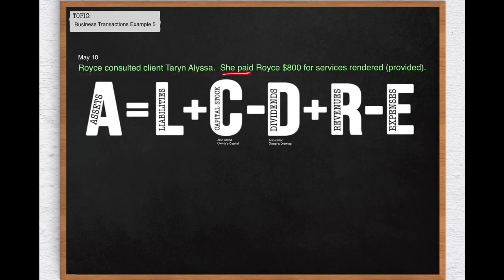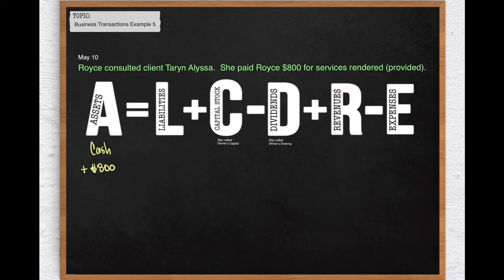All right, next example was consulted client Taryn Alyssa. So she's a customer. She paid Royce $800 for services rendered. Rendered means provided, so if you see that word, it really just means the business provided its services. Well, Taryn paid Royce cash. How much? $800. So cash is classified as an asset. So we have $800 on the left side.